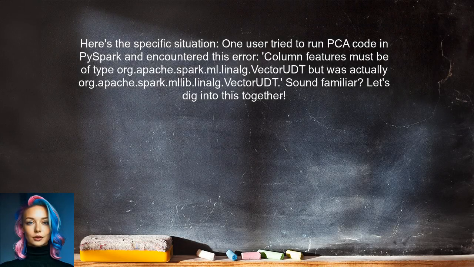Here's the specific situation we're looking at. One user recently tried to run some PCA code in PySpark and encountered an error stating, column features must be of type org.apache.spark.ml.linalg.VectorUDT, but was actually org.apache.spark.ml.linalg.VectorUDT. Sound familiar? If so, let's dig into this together and find a solution.